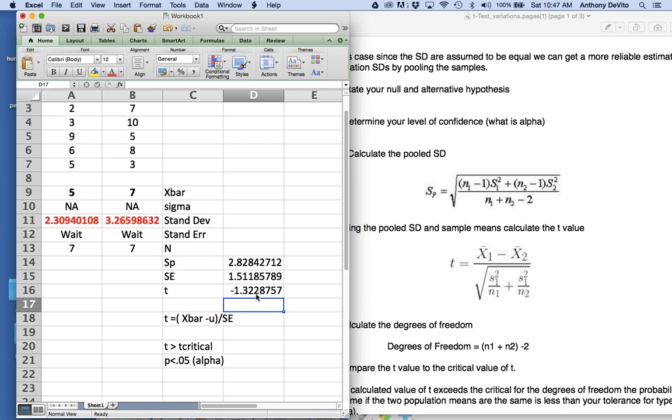So I pose the same question to us that we had before. Is that large enough a t to exceed the critical value of t that we need for an alpha error of 5%?